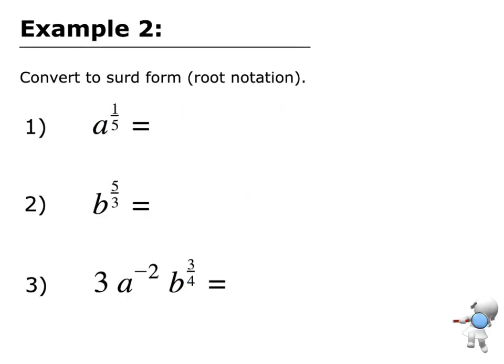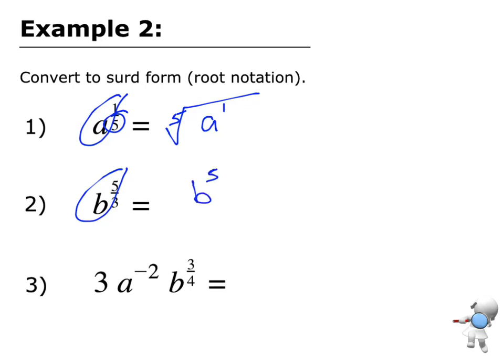What if we're going the other way, so converting back to surd form, the root notation. Same idea. I'm going to keep that as a to the power of 1, and I've got to divide it by 5 there, so that becomes the 5th root of a to the power of 1. Now, the same thing for the next one. I've got b to the power of 5, leave that alone, and I want to find the cubed root of b to the power of 5.